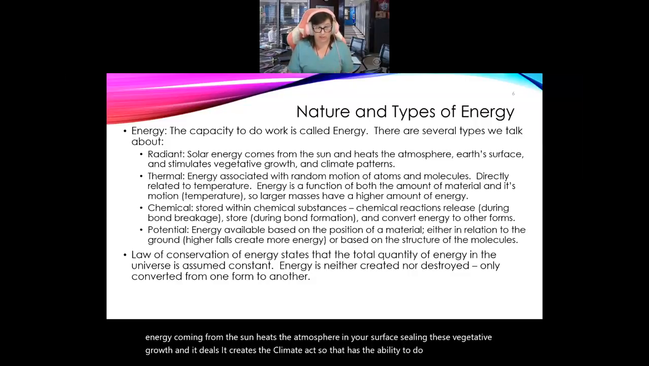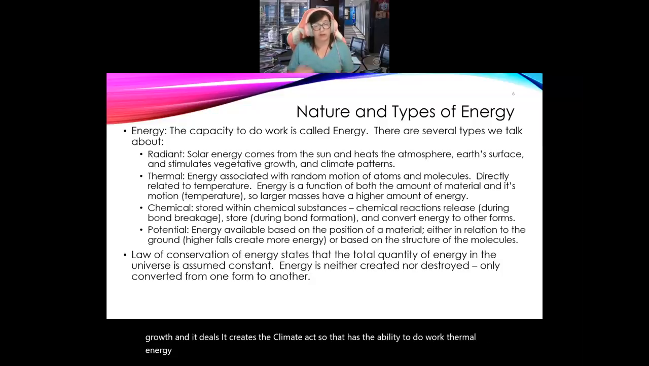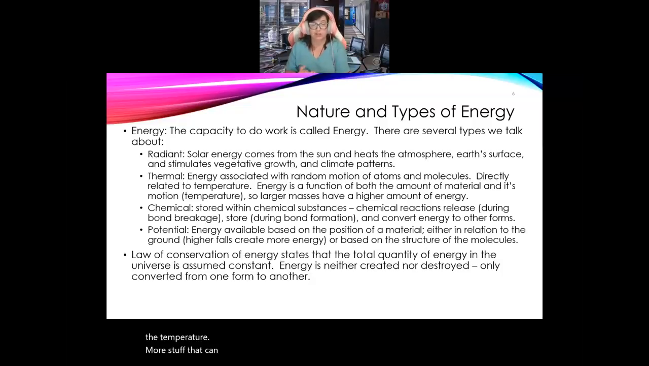Thermal energy is associated with random motion of atoms and molecules. It's directly related to the temperature. Energy is a function of both the amount of material and its motion. So larger masses have a higher amount of energy. More material, more stuff that can move. Chemical energy is stored in chemical substances. Chemical reactions release energy during bond breakage, store it during bond formation, and convert energy to other forms.